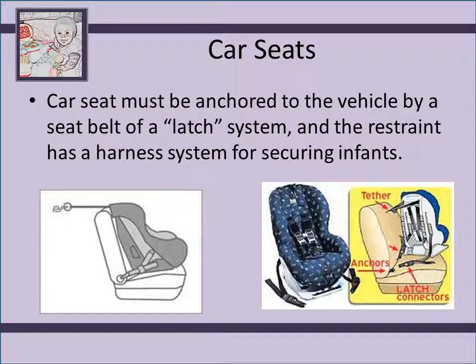Car seats are designed as infant-only or infant-toddler models. The seat must be semi-reclined when it faces the rear of the car. The car seat must be anchored to the vehicle by a seat belt or a latch system, and the restraint has a harness system for securing infants. Make sure that the parents are following manufacturer instructions.